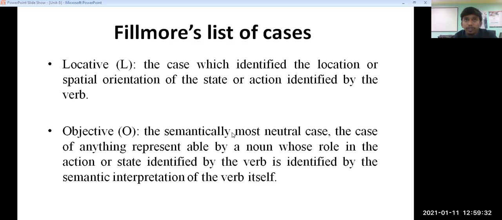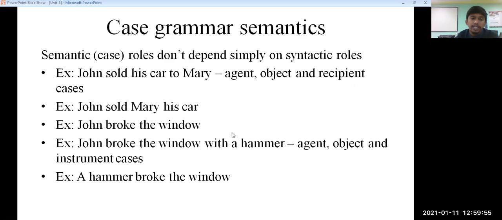The next one is objective. It is the semantically most neutral case, the case of anything representable by a noun whose role in the action or state identified by the verb is identified by the semantic interpretation of the word itself. So depending on the action to be done, the objective of some work will be mentioned with respect to the verb only. So here the verb and noun play a major role. Talking about the last slides of case grammar, semantic or case roles don't depend simply on syntactic roles. For example, John sold his car to Mary, which we have seen in the previous example.